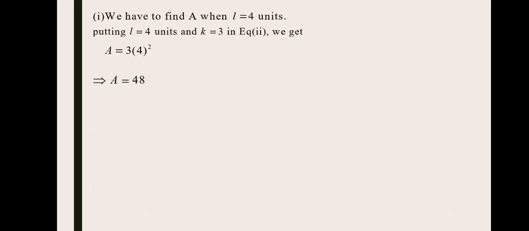Now we have to find out A when L is equal to 4. So putting L is equal to 4 and K is equal to 3 in equation number 3, we just get A is equal to 3 into 4 square. So A is equal to 48.